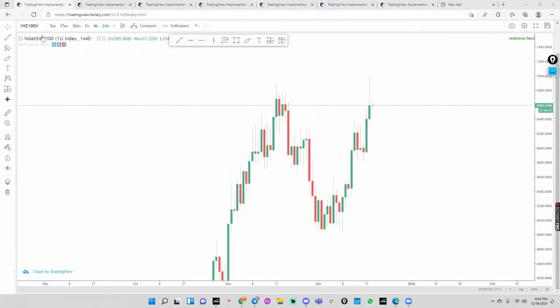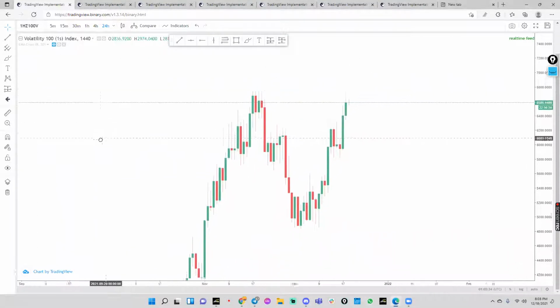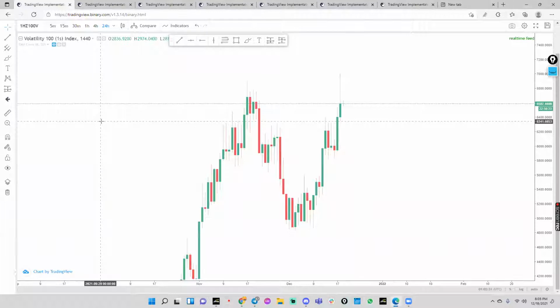All right, so we're going to be looking at Volatility 101s. That's the first one we're going to be looking at. When you come to your chart, you want to clear everything. Remove everything from your chart, and head over to the 24-hour time frame, or the daily time frame.